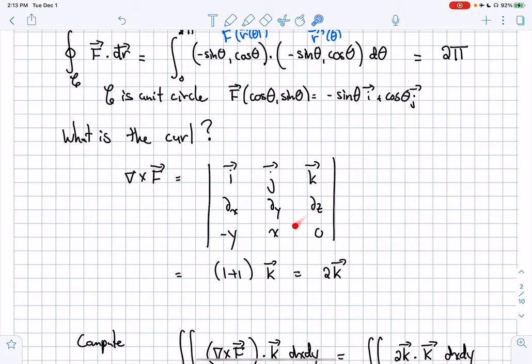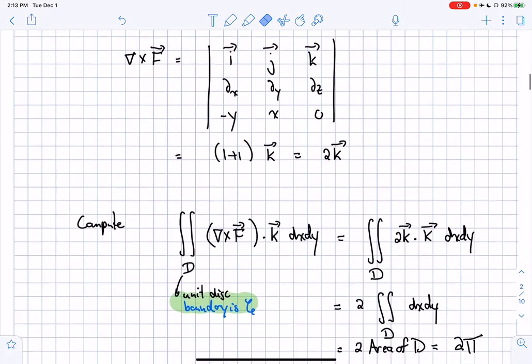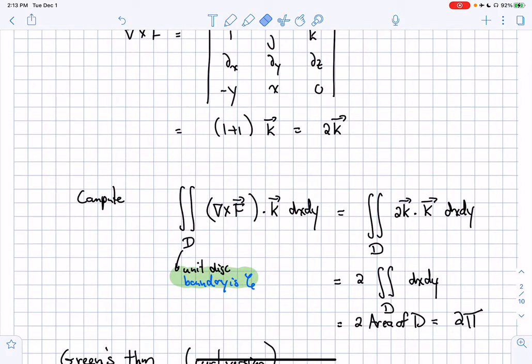Now, you're going to get a lot of zeros. The only non-zero part is the k component, which is going to give you 1 plus 1, so you're going to get 2. So the curl is always a vector, it's 2k in this case. All right, and now we're going to compute the following integral. It's a double integral, so it's not lying when chapter 15 reviews pretty much everything we've seen.